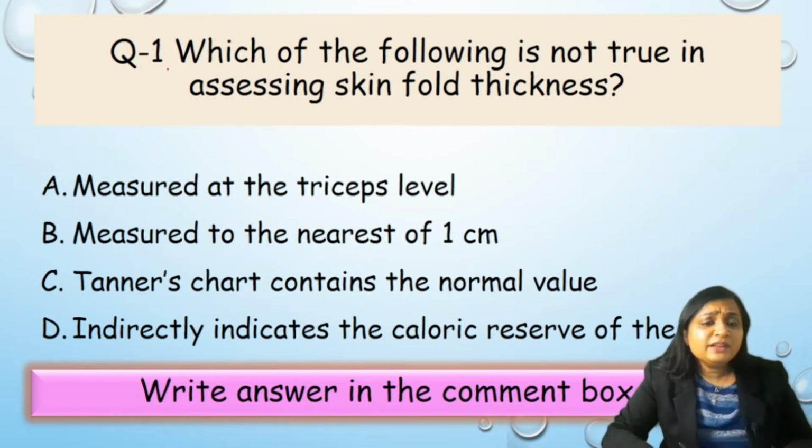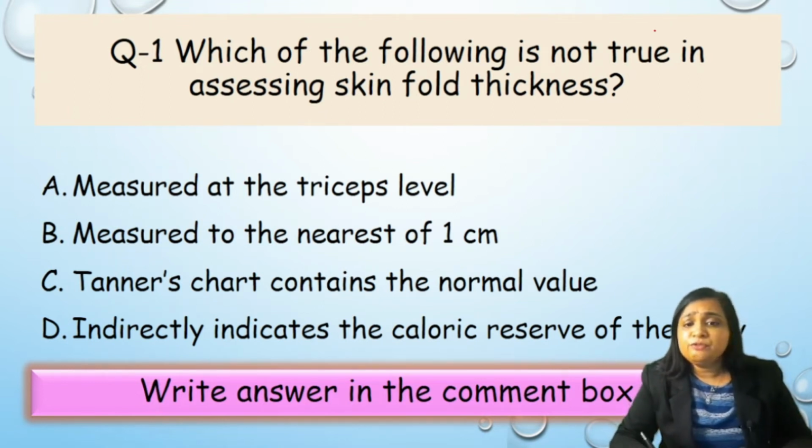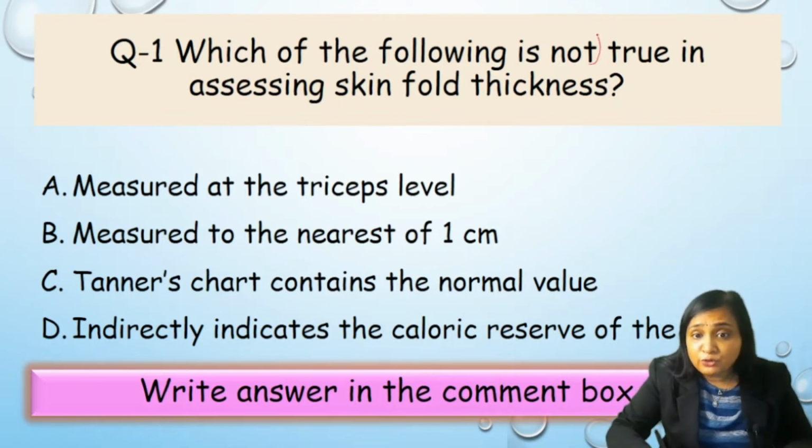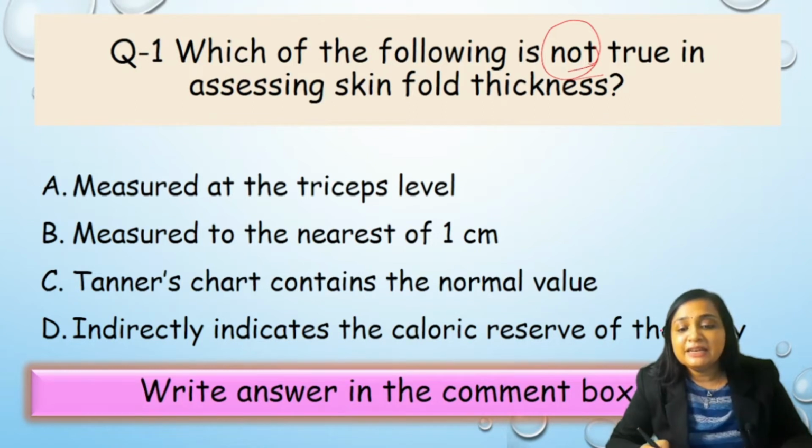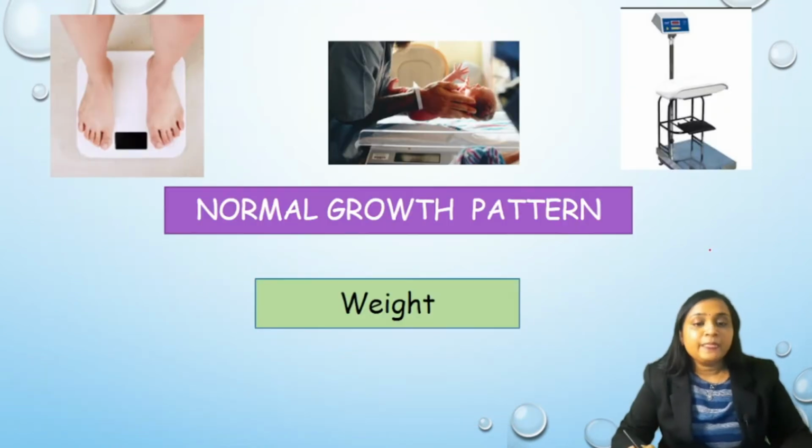It's a typo mistake. Question number 3: which of the following is not true in assessing the skin fold thickness? A, measured at the tricep level. B, measured to the nearest 1 centimeter. Not true. Please do read the answer carefully. C, Tanner's chart contains the normal value. D, indirectly indicates the caloric reserve of the body.